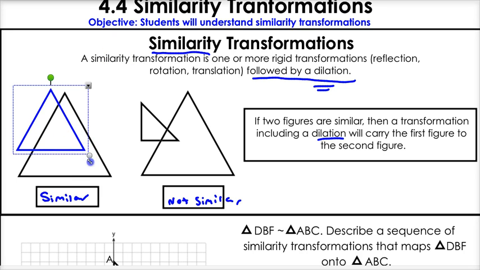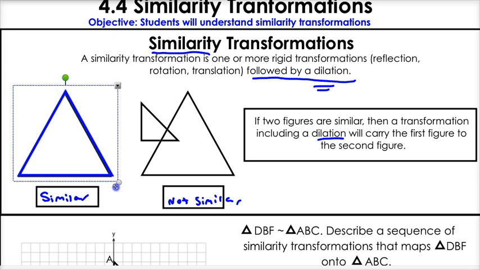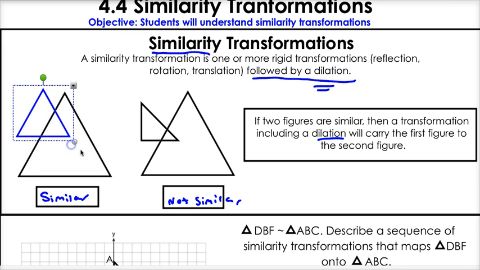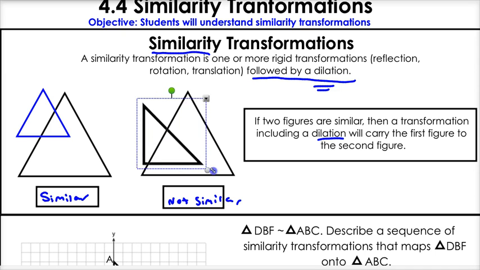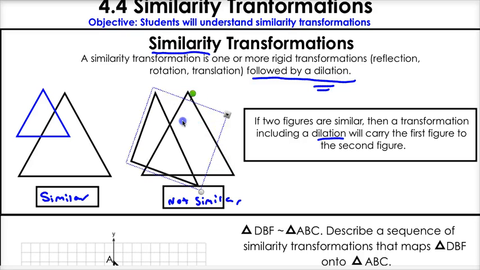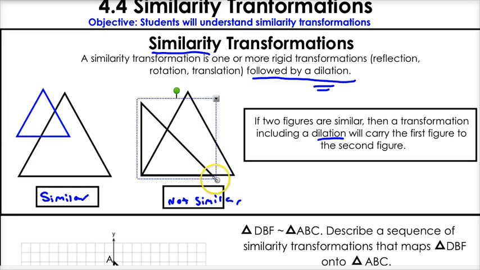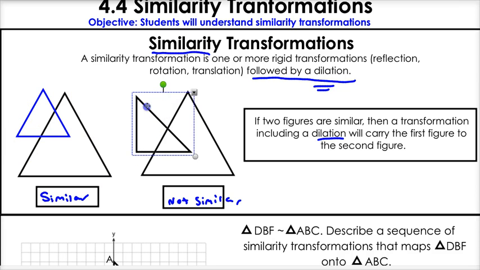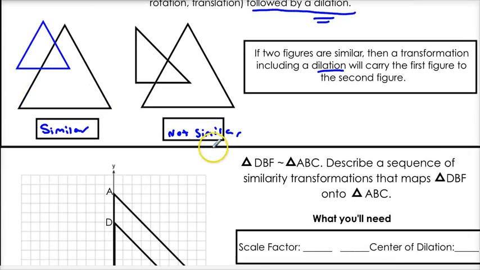So let's dilate this guy. We're going to make it bigger. And look, it mapped right over it. Okay, mapped right over it. Now these guys are not similar, so let's see if I can use a dilation to map them onto each other. Doesn't look like it's happening, right? So if two figures are similar, then you can use a dilation to map them onto each other. That's the big thing here. If two images are similar, then a dilation can map them onto each other.